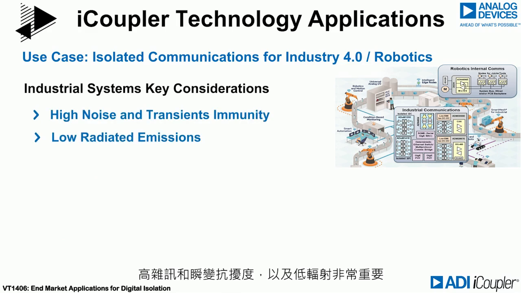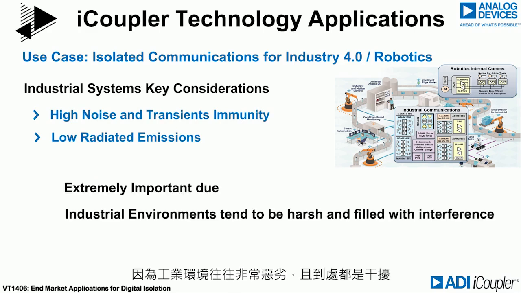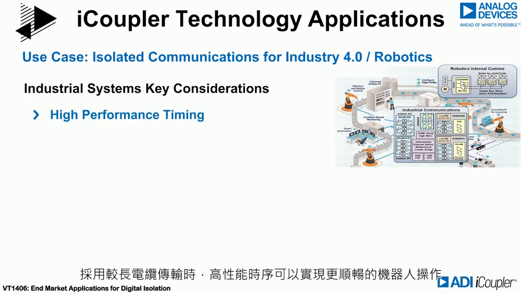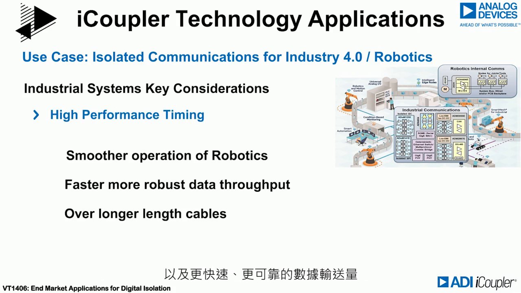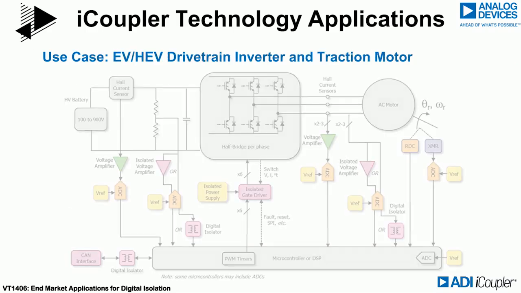High noise and transients immunity, as well as low radiated emissions, are important because industrial environments tend to be very harsh and filled with interference. High-performance timing leads to smoother operations of robotics and faster, more robust data throughput over longer cable lengths.